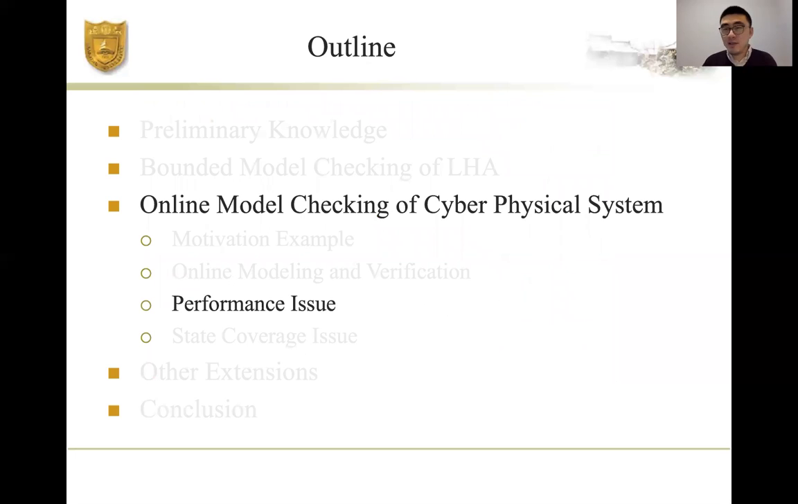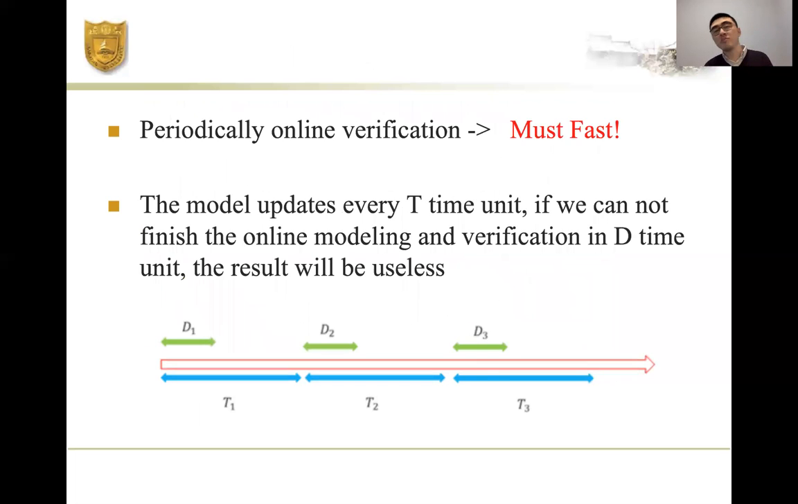Okay, that sounds promising, and we really can solve problems. But we face several problems. The first one is performance, because you do periodic online verification, so the verification must be fast. The model updates every T time units. It's periodic, like for each train, it's 500 milliseconds communicating with the control center. And for a human, it will change every few seconds, something like that.